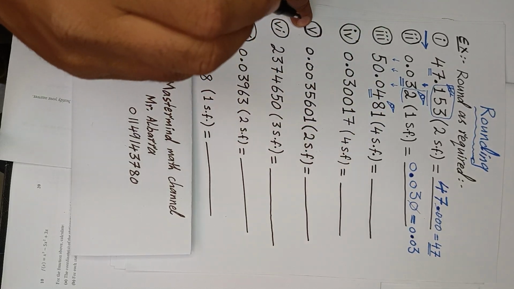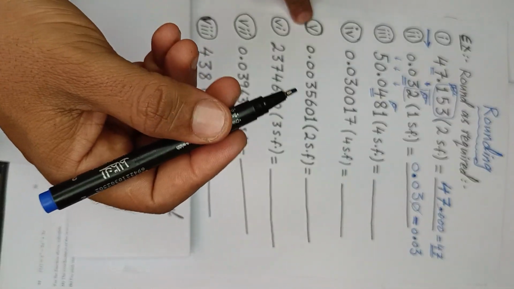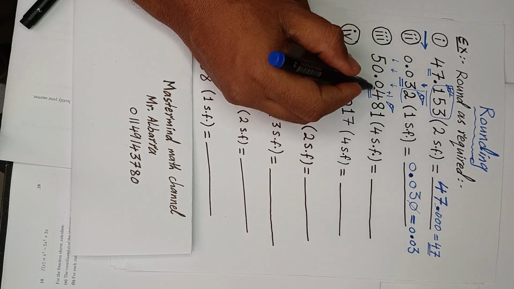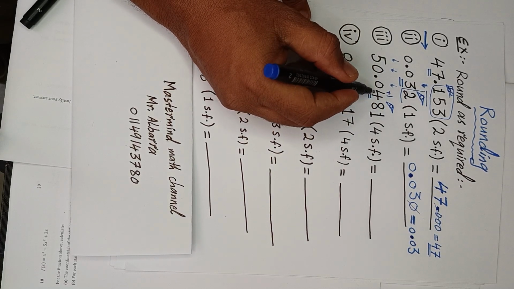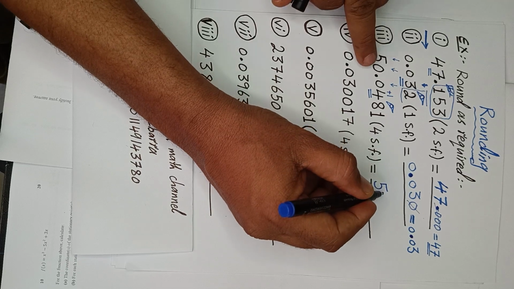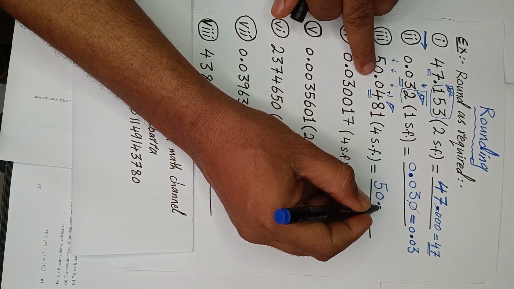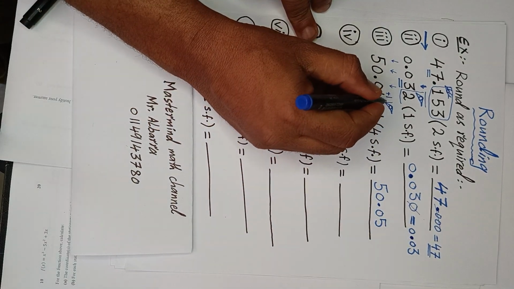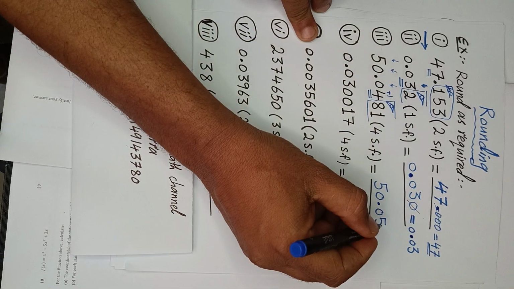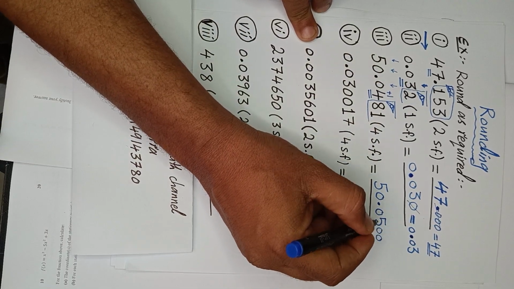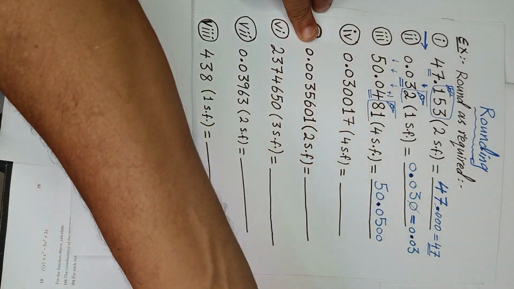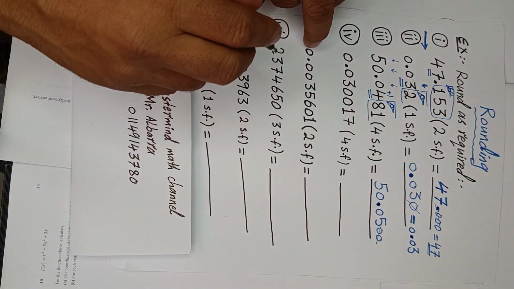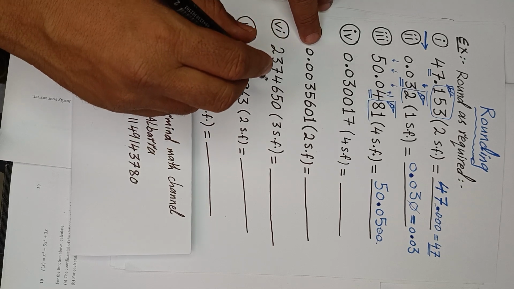Since the number to the right is 5 or more, 5, 6, 7, 8, 9, you have to add 1 to the underlined digit. So I will add 1 to the 4. So 1 plus 4, it will be 5. The answer will be 50.05, and 4 plus 1 is 5. From your eye until the end, you replace this by zeros. And remember that zeros to the right on the decimal place, that means after the decimal point, you can ignore them. So the answer will be just 50.05. Number 4.